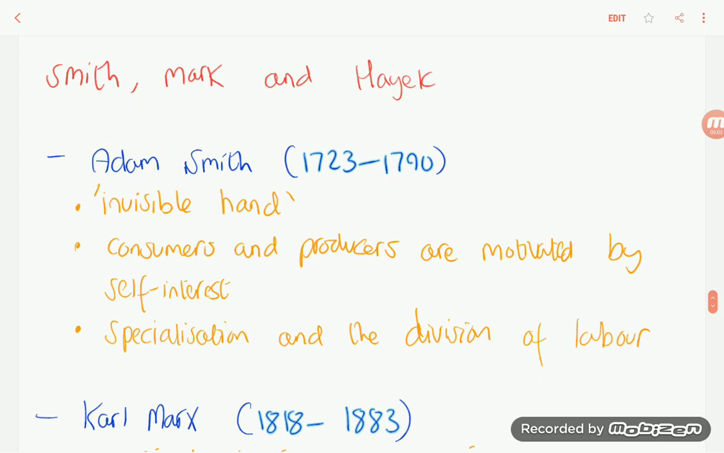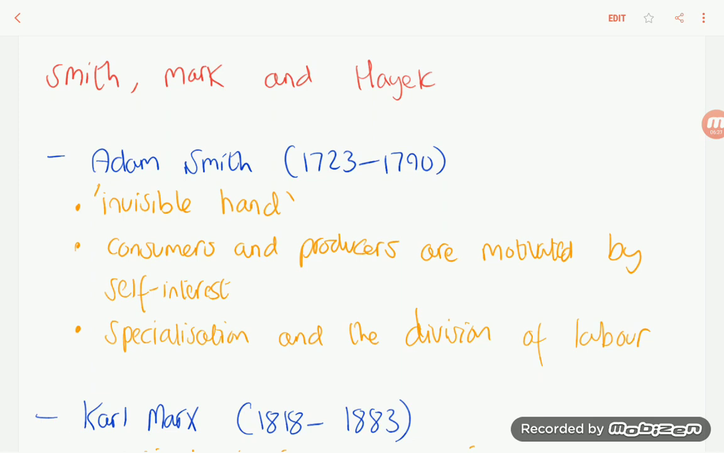Smith, Marx and Hayek were influential economic thinkers. So we're going to look at three of these now. Adam Smith. Smith's ideas have shaped traditional economic theory. He was a big believer in the free market and described how its invisible hand would allocate resources in society's best interests. He said that this came about because consumers and producers are motivated by self-interest.